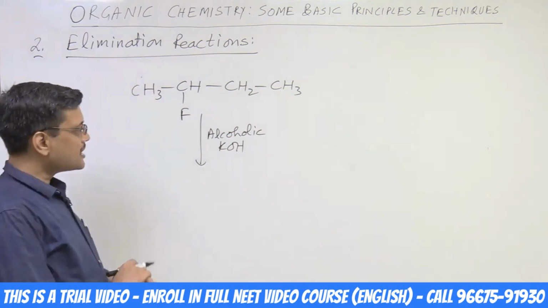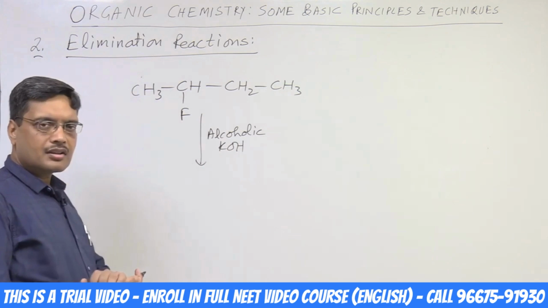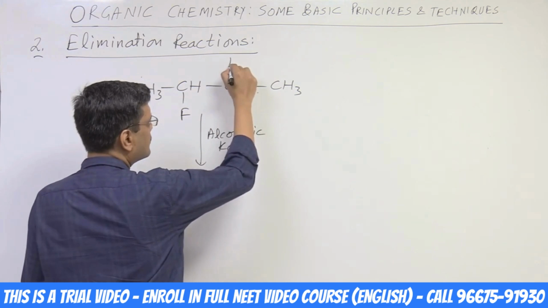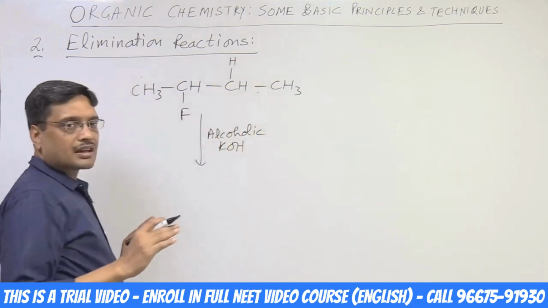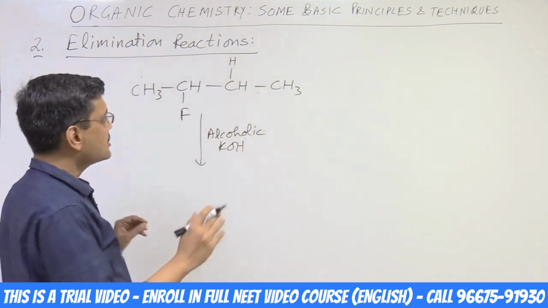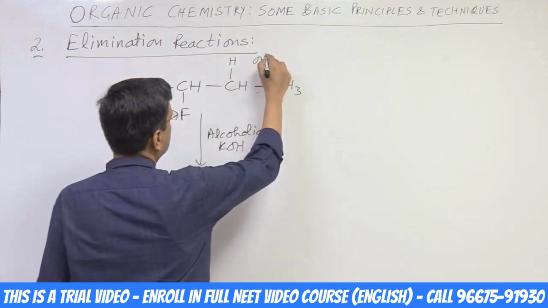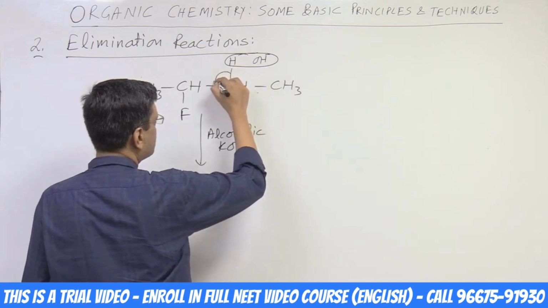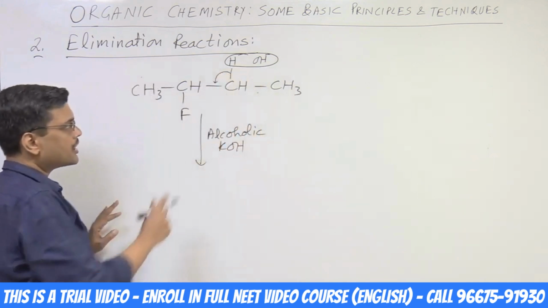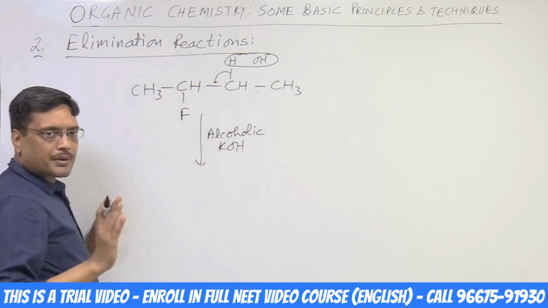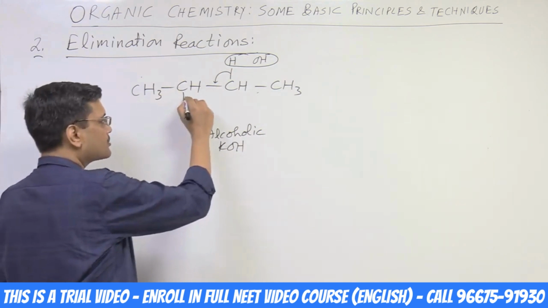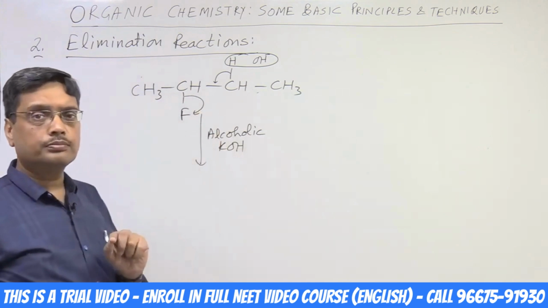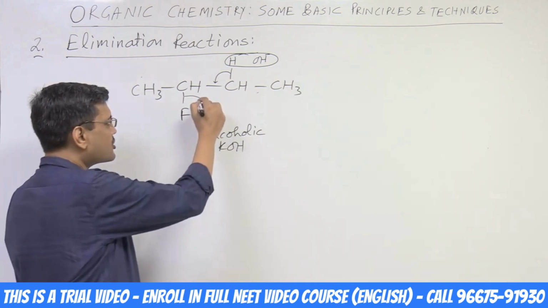Actually, OH minus ion is not a bulky base. It should abstract the hydrogen from that beta carbon where the number of hydrogen atoms is less, and when OH minus ion removes this hydrogen, this bond can shift in between two carbons as a pi bond. But fluoride ion is a stronger base and a bad leaving group, and it cannot be removed.